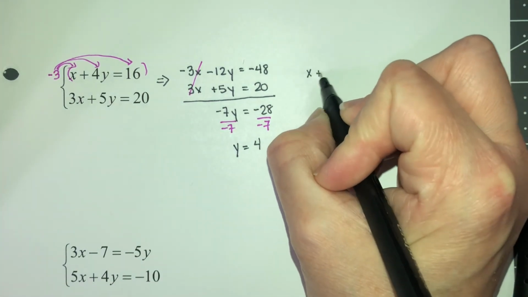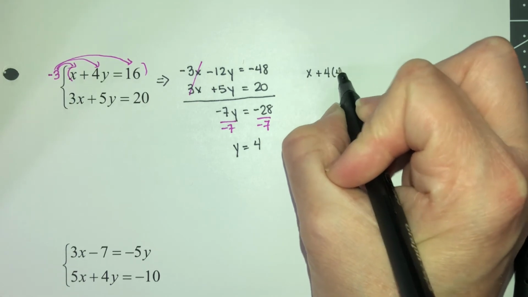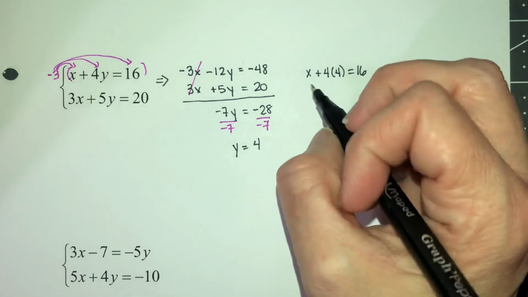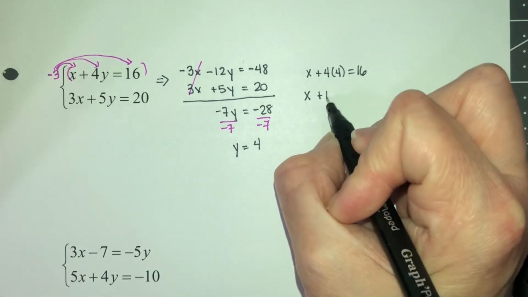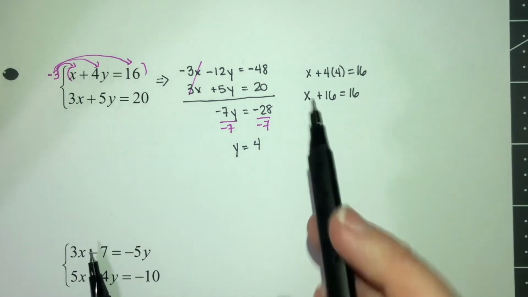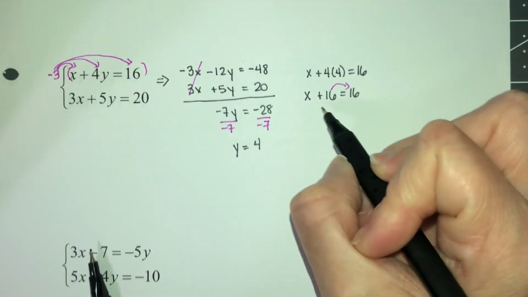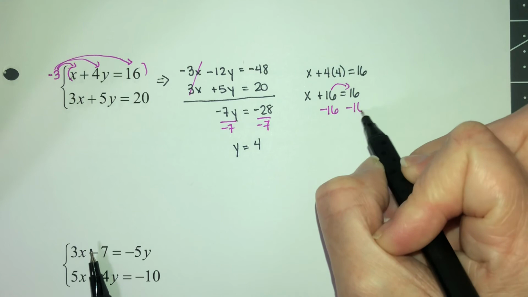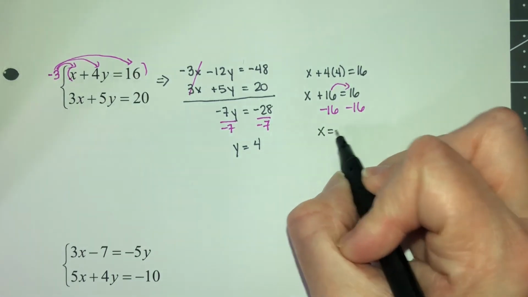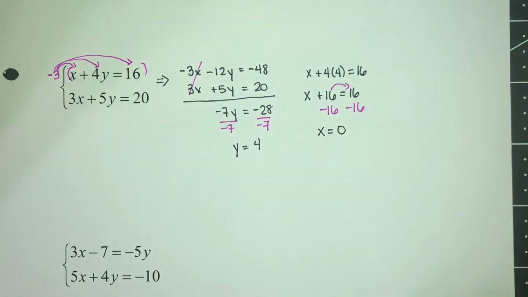x plus 4 times 4 is equal to 16. So this is x plus 16 equals 16. I want the x alone, so I'm going to subtract 16 from both sides. And I get x is equal to 0.